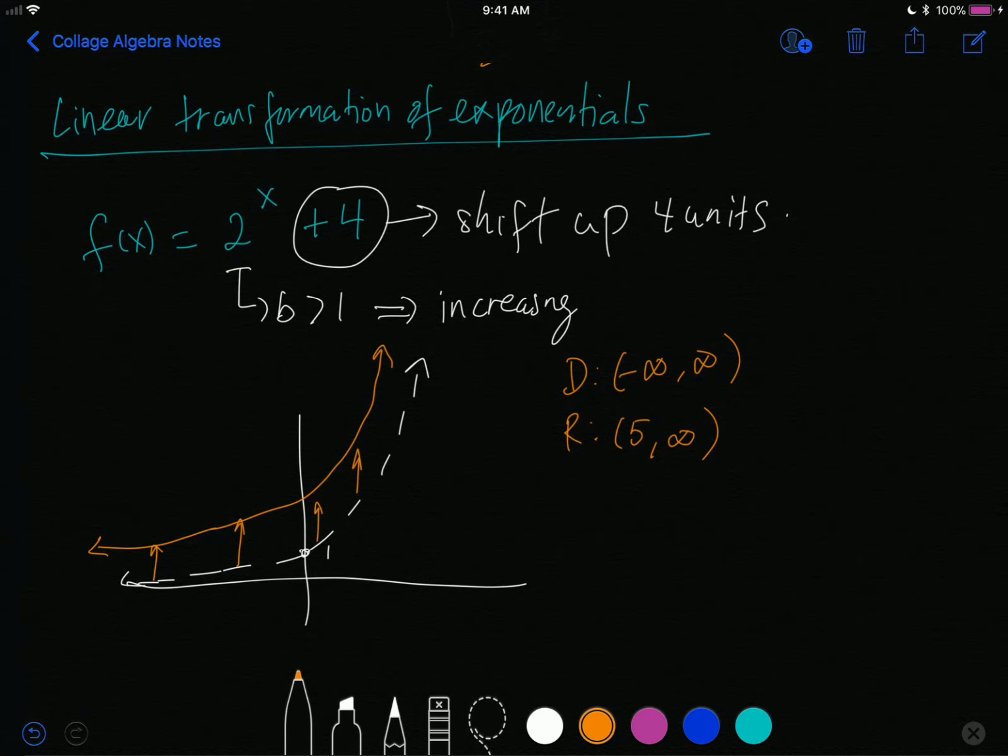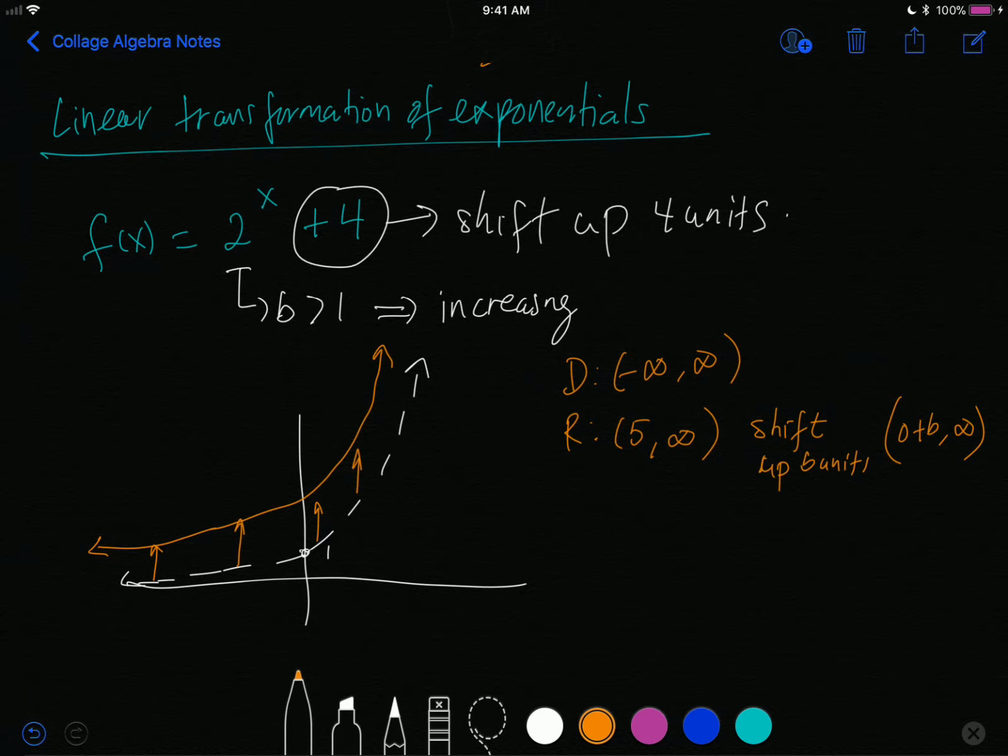So when you have a shift up, let's say I shift up b units, the range is going to be 0 plus b to infinity, because I am going up by b units. And so in this case, 0 plus 4 is 4.